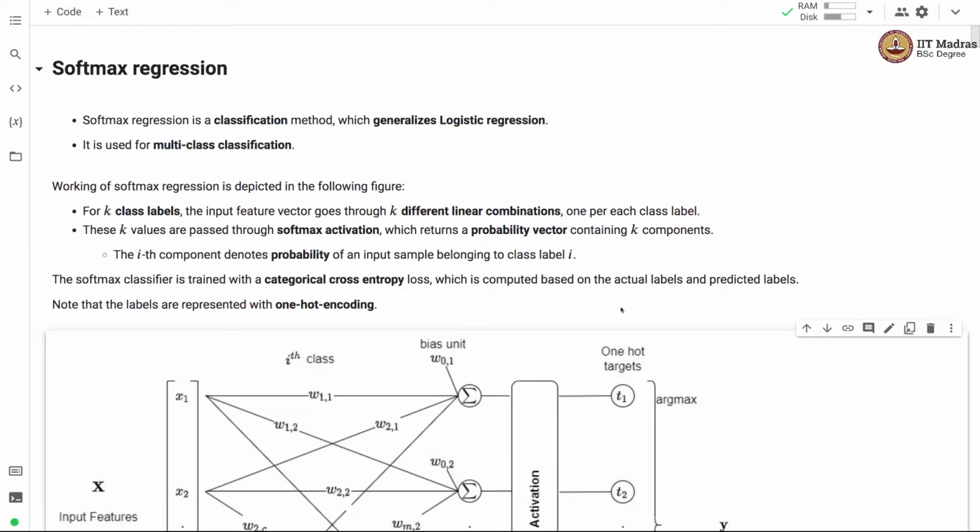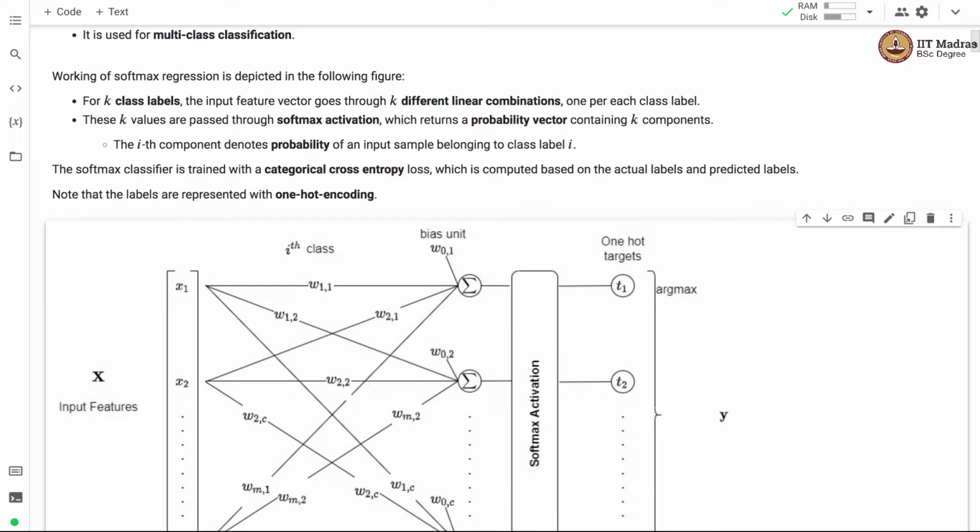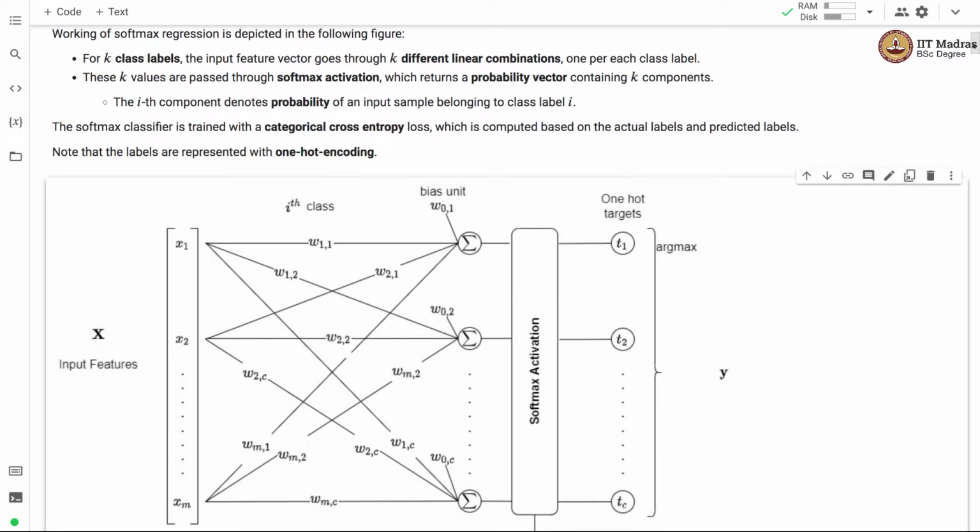In this video, we'll implement Softmax Regression from scratch. Softmax Regression is a classification method which generalizes logistic regression. It is used mainly for multi-class classification. The working of Softmax Regression is depicted in the following figure.